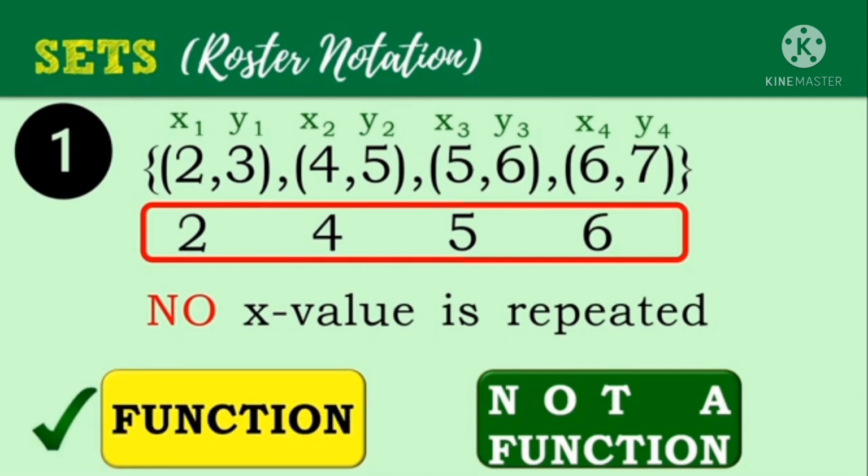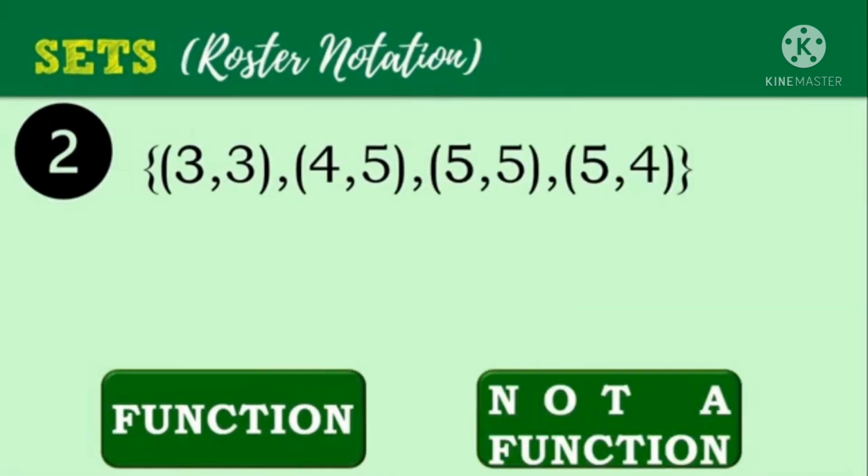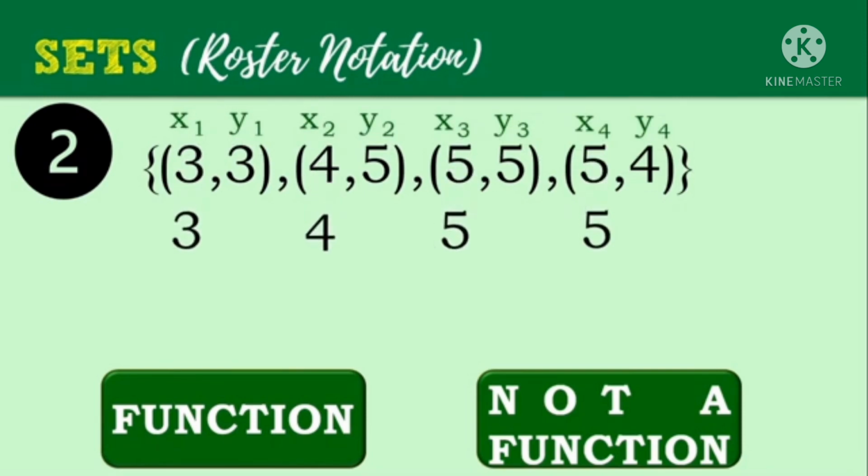When there's no X value that has been repeated in the given set, then that means it's a function. Second example, this set: (3, 3), (4, 5), (5, 5), and (5, 4). Again, the first step is to identify the X and the Y elements. Followed by identifying the domain, meaning all the X values in our ordered pairs. We have 3, 4, 5, and 5.